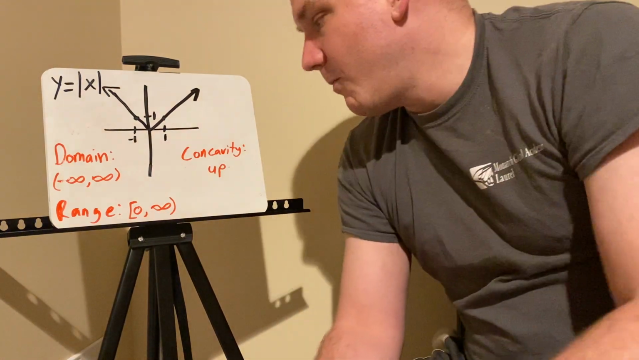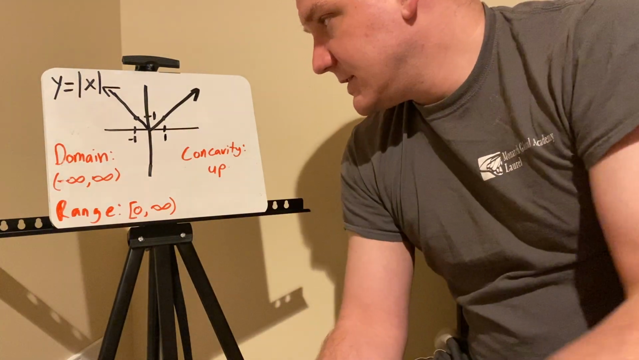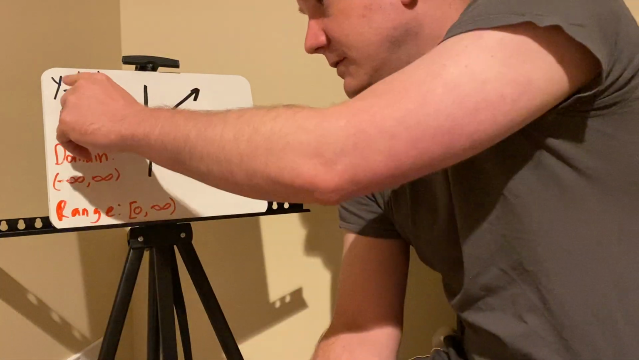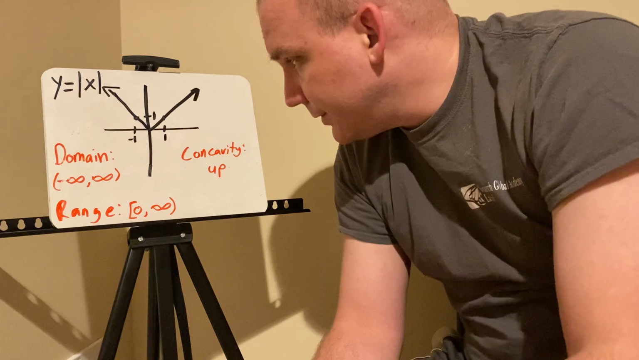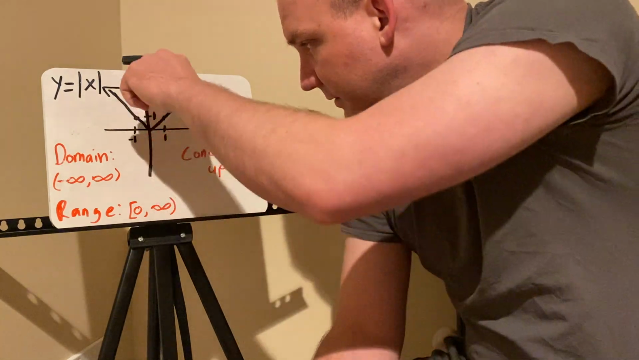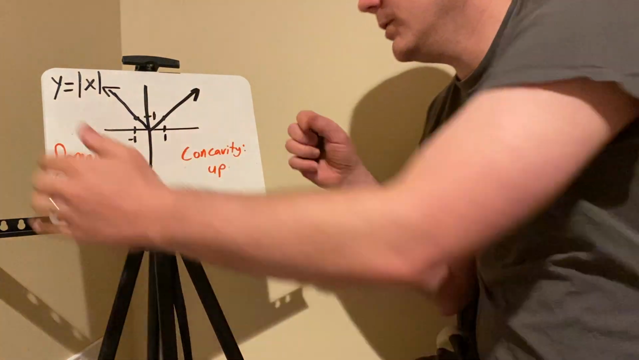but nothing below 0. The concavity of this is up, and that's all going to have to do with what we're going to call the a value in front of the absolute value symbol. You can also have concavity of down, where it faces downward.